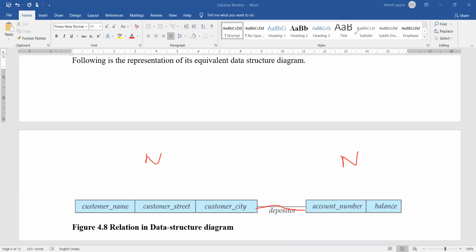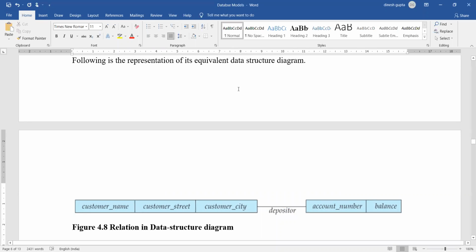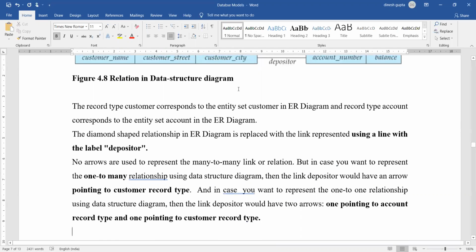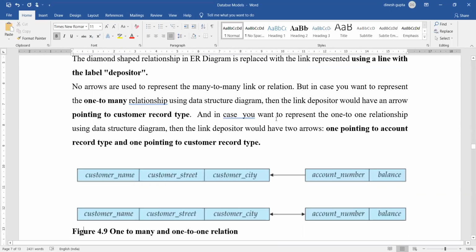If you are not giving any arrow to the line of the link, that means it is a many to many relationship. Now, how to represent a one to many relationship? In case you want to represent the one to many relationship, then the link depositor would have an arrow pointing towards the customer record. Now this is representing the one to many relationship.